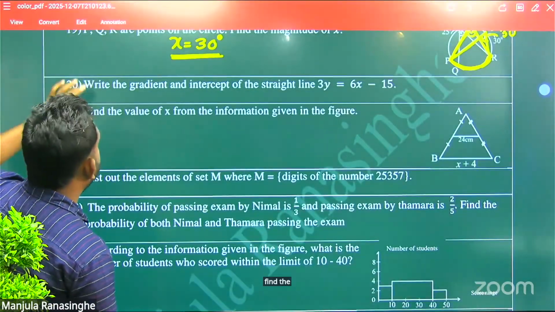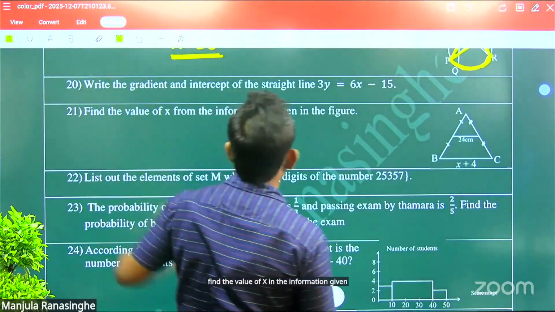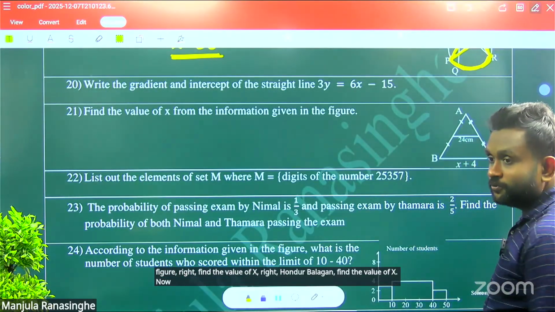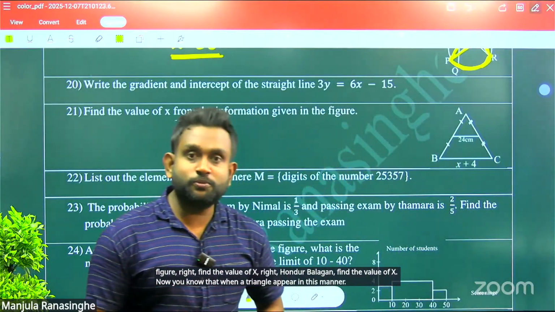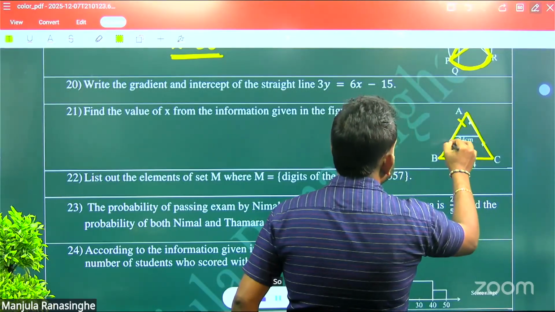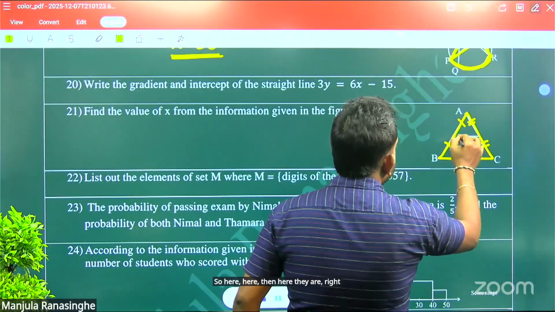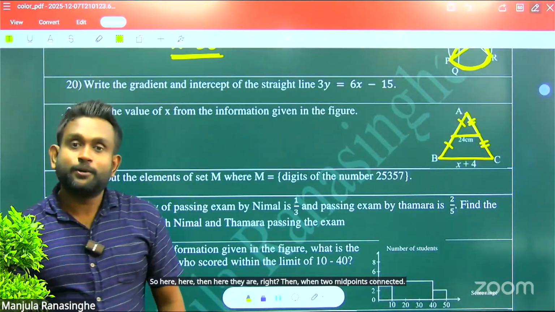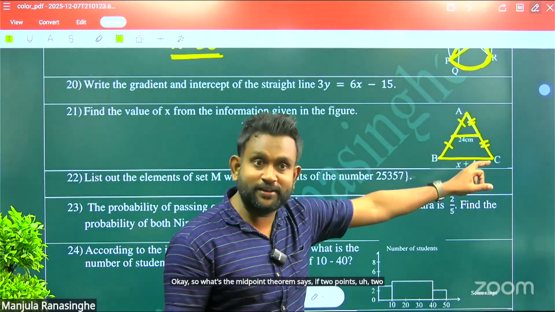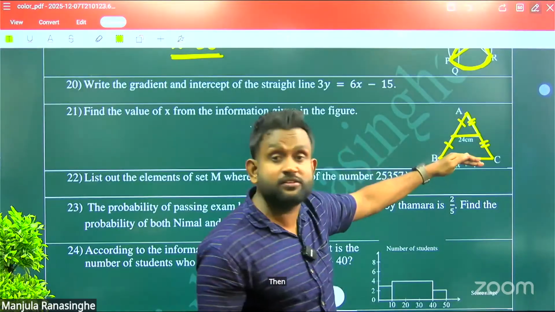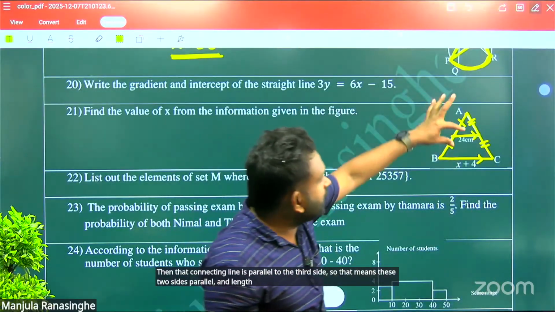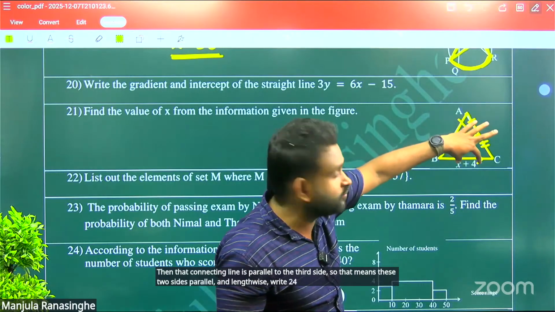Question number 21. Find the value of x in the information given, right? Figure, right? Find the value of x. Now you know that when a triangle appears in this manner, two midpoints are marked, okay? So two midpoints marked here and then here, right? Then when two midpoints are connected, that satisfies the midpoint theorem. Okay, so what does the midpoint theorem say? If two midpoints of a triangle are connected, then that connecting line is parallel to the third side. So that means these two sides are parallel, and lengthwise, 24 is half of this x plus 4.